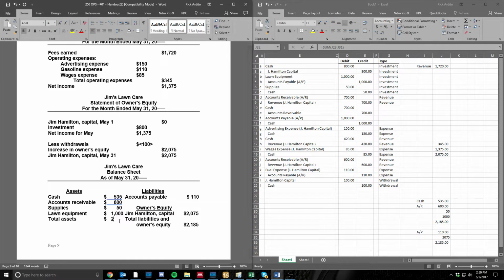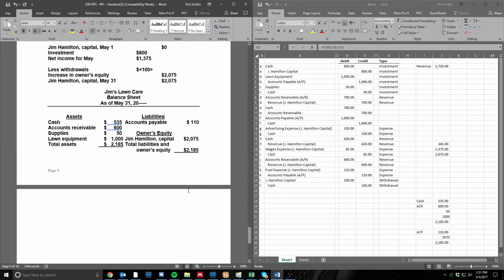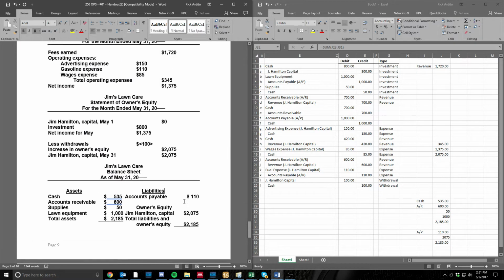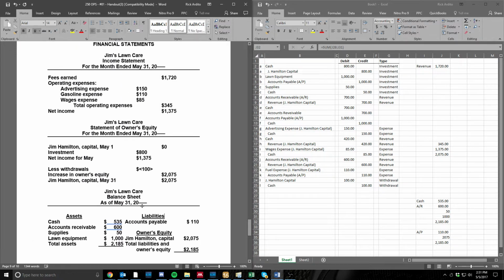So 2,185. So our total assets are 2,185. Let's go ahead and do a little formatting here. We'll go ahead and underline that like that. And our total liabilities plus owner's equity are 2,185. So we know we're in balance, and we've completed some financial statements and some basic accounting entries to this point.